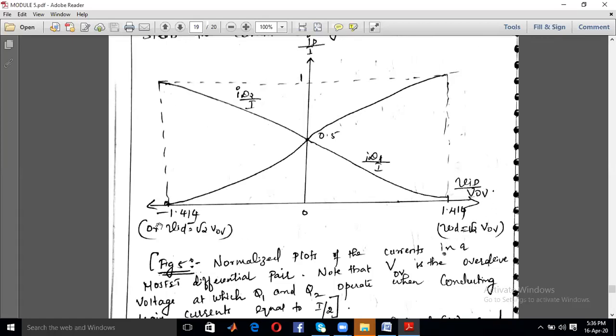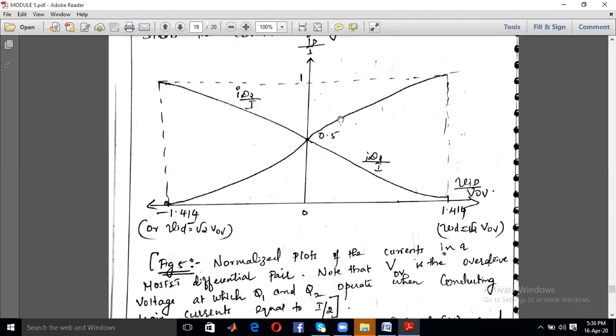VID by VOV. See, VID equal to minus root 2 VOV means VID by VOV is minus root 2, or minus 1.414. So when this ratio becomes minus 1.414, your drain current of Q2, that is ID2, becomes maximum. At the same time, ID1 is off. The first transistor is off, isn't it? Off means the ID1 current will become 0. Okay. At the same time, ID2 current is maximum.